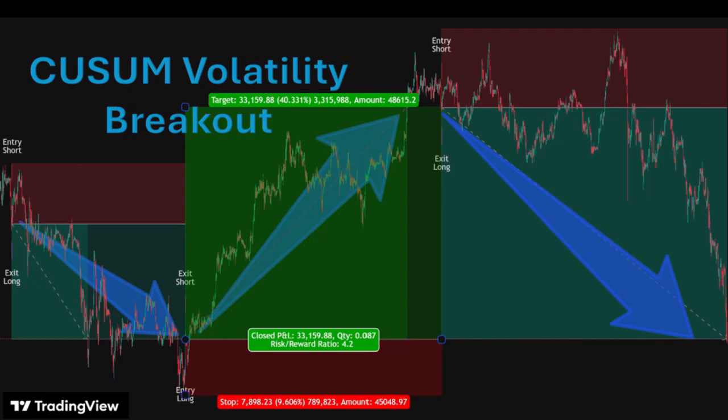The core idea behind this indicator is simple. Instead of looking at volatility after the fact, it measures cumulative drift, the small up or down changes that gradually build pressure behind price until the market breaks.